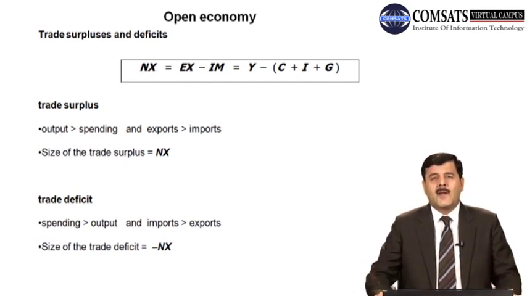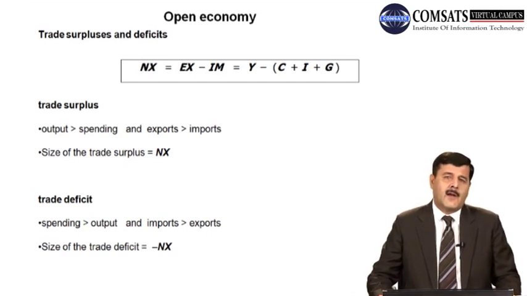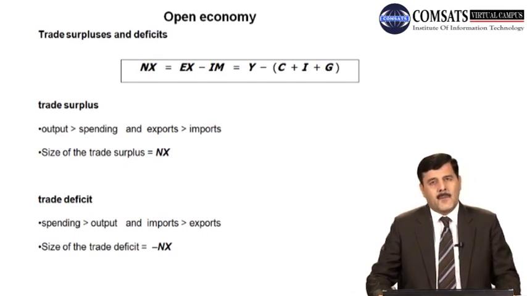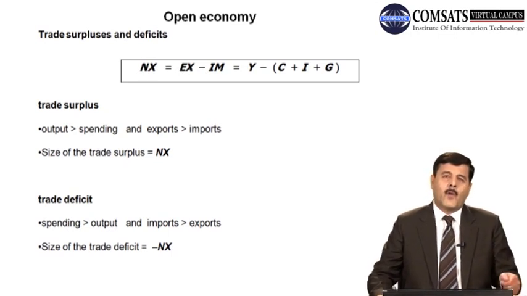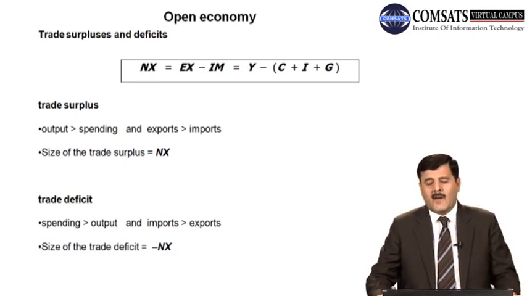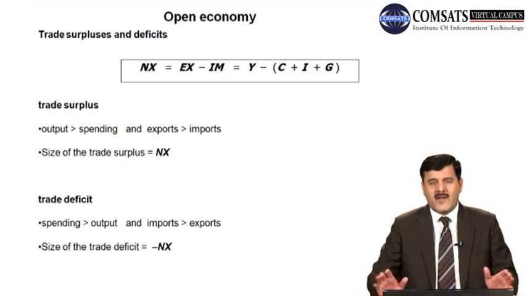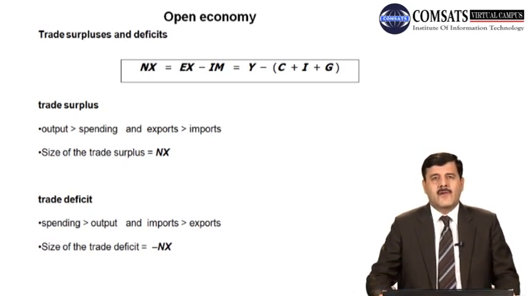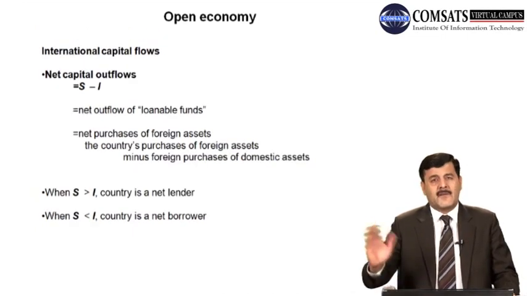Or sometime ek aisi situation bhi economy mein aati hai jahan pe export imports ke barabar ho jati hain, to usko hum trade balance ka naam dete hain. So trade is in balance when both exports and imports are equal, or you can say output is equal to C plus I plus G. So that situation is known as the trade balance in the economy. Now this was the first part.